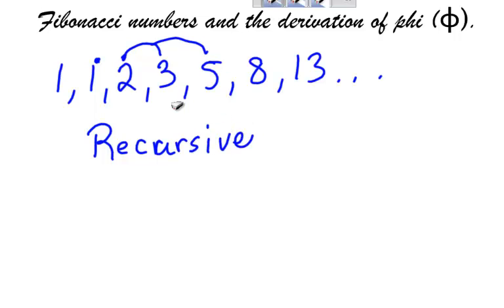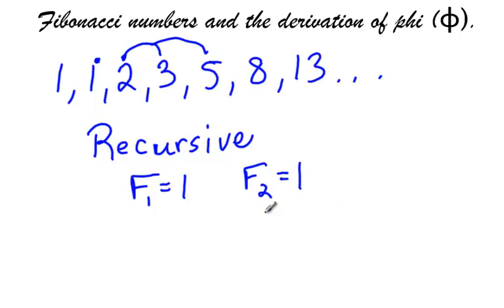The recursive formula has two seeds. F1 is 1, the first Fibonacci is 1, and the second Fibonacci number is 1. Then the formula is to get the next Fibonacci number in line, you add the previous Fibonacci number to the one before that.